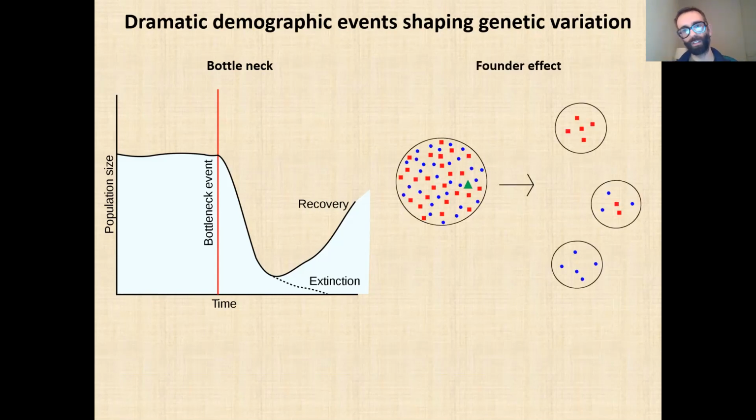And founder effect is a typical case of bottleneck where basically from a whole population, we're going to have a small group that will migrate. And of course, these specific individuals cannot carry all the genetic diversity of the original population, especially rare alleles like this triangle here, as just by chance, has a very low chance to be carried out in the new population that is colonizing a new environment, for example.